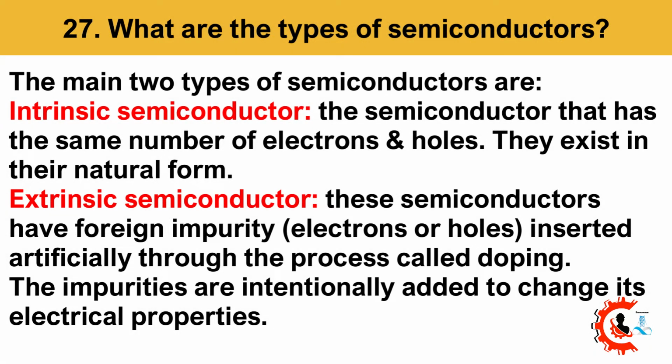27. What are the types of semiconductors? The main two types of semiconductors are: intrinsic semiconductor, the semiconductor that has the same number of electrons and holes. They exist in their natural form. Extrinsic semiconductor. These semiconductors have foreign impurity, electrons or holes, inserted artificially through the process called doping. The impurities are intentionally added to change its electrical properties.